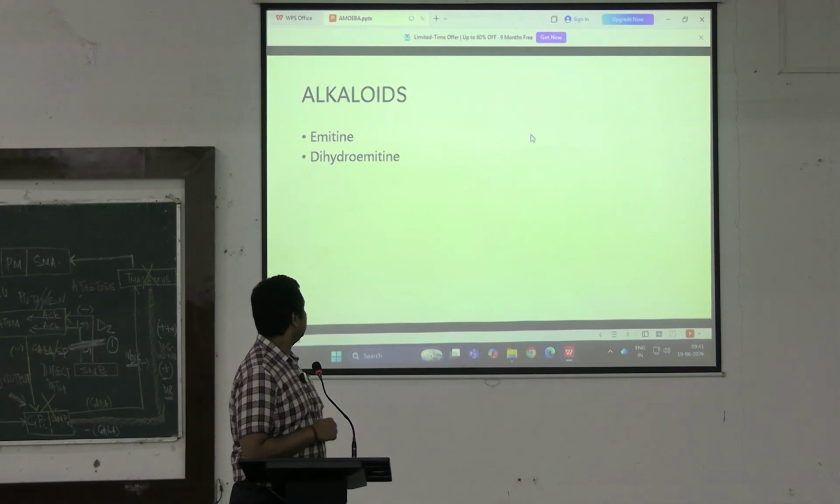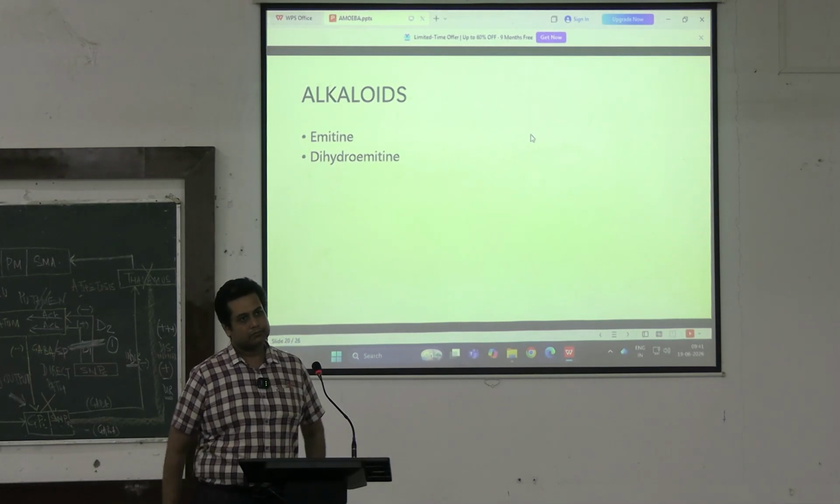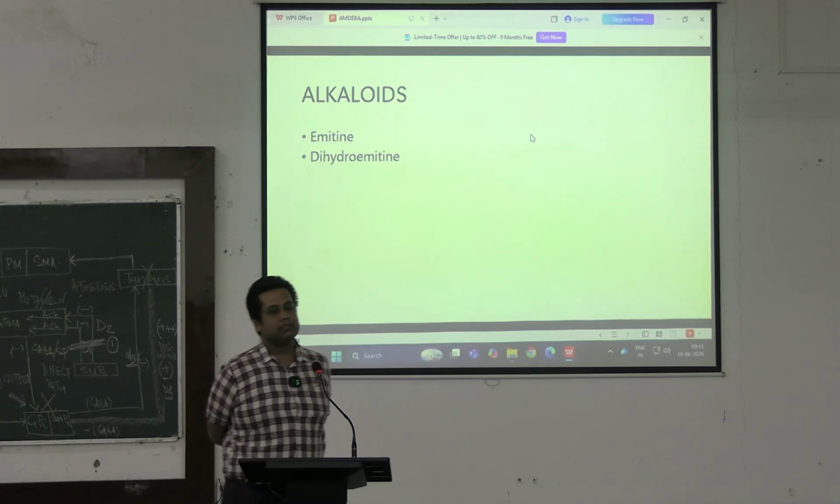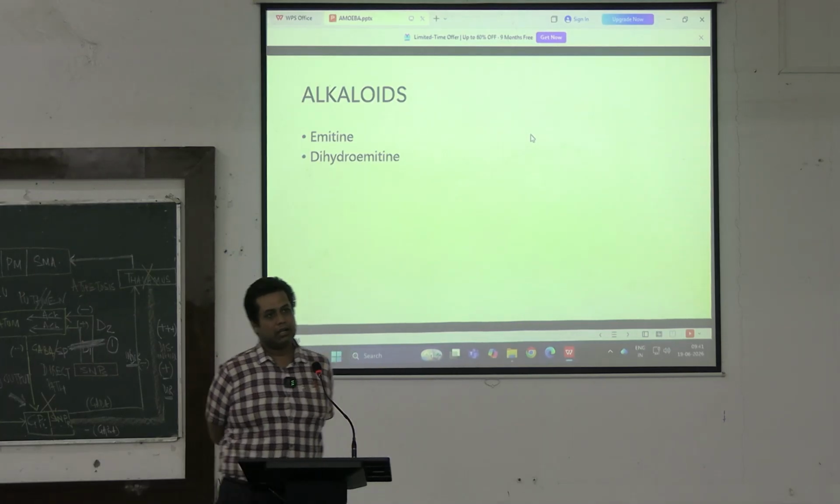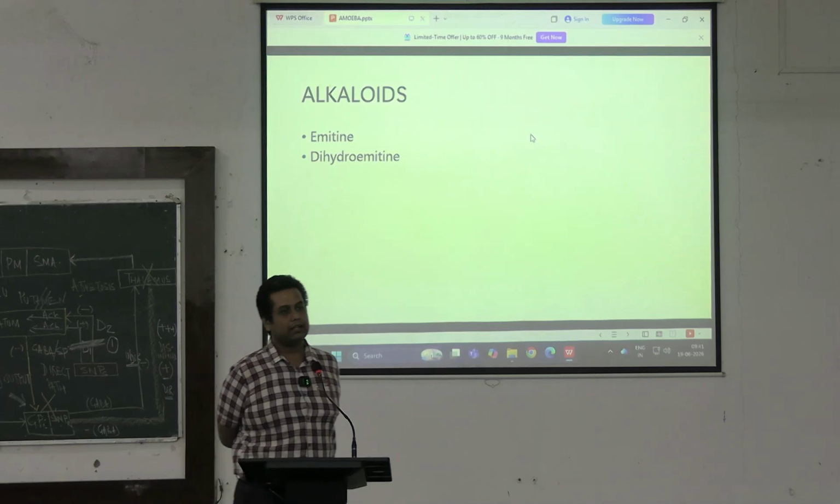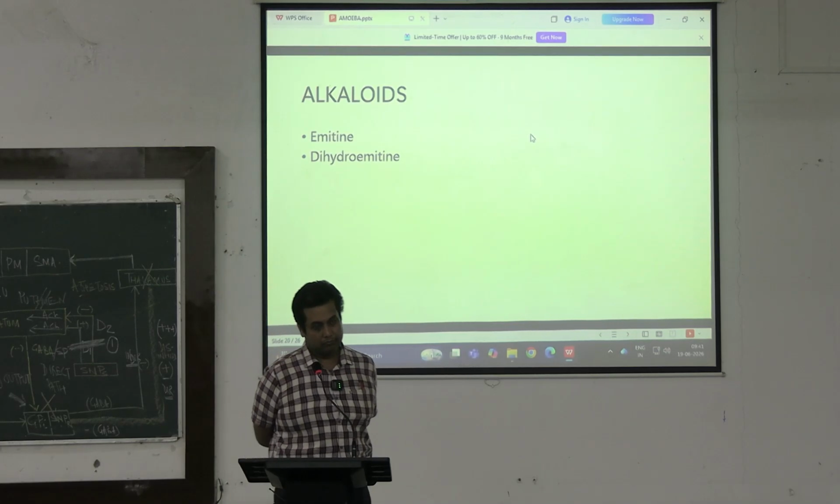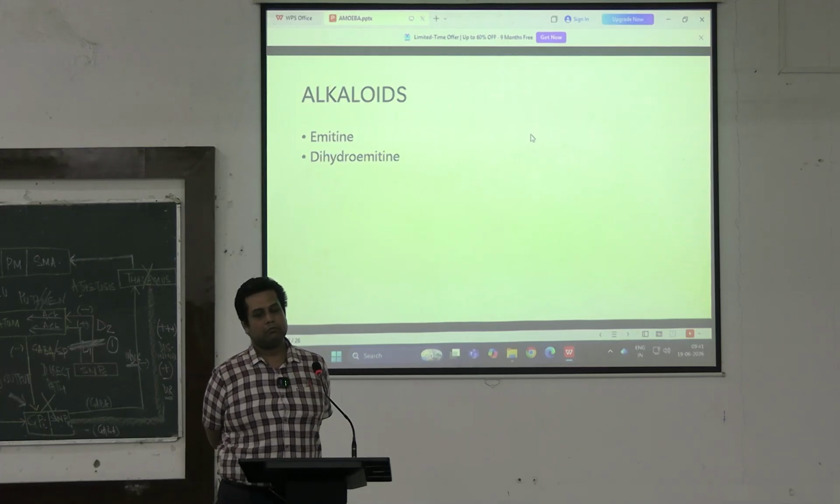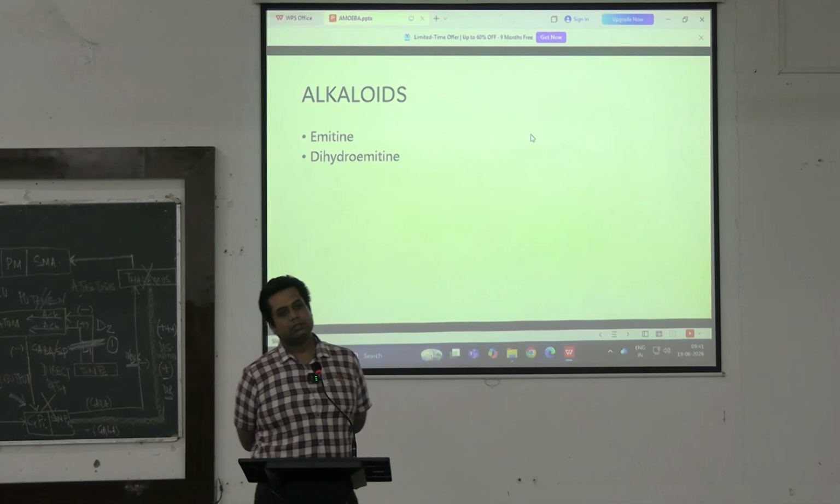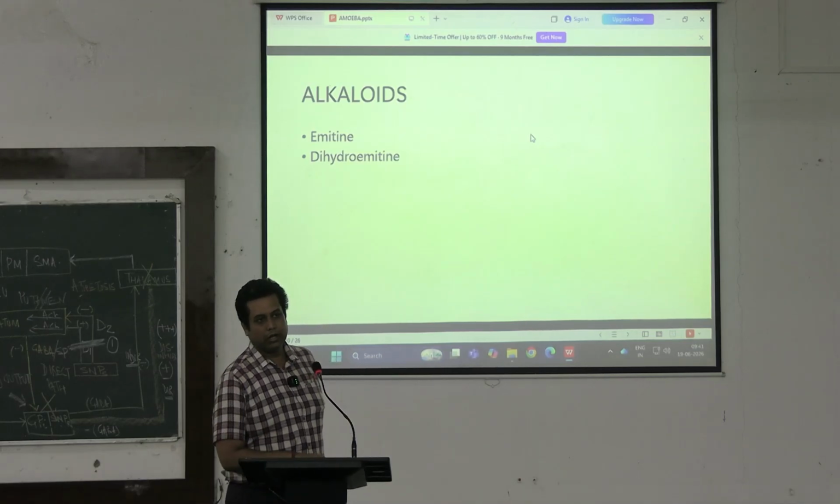Alkaloid emetine, dihydroemetine, used for amoeba. ঠিক আছে? It is not given orally. Either it is given IV, IM or by subcutaneous route. It is effective against amoeba, but it causes vomiting. Not given orally.